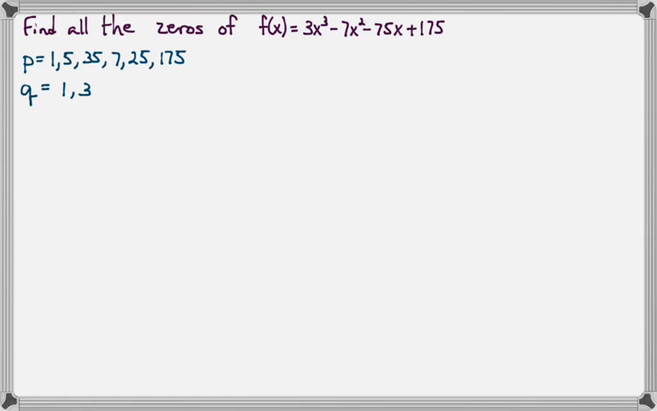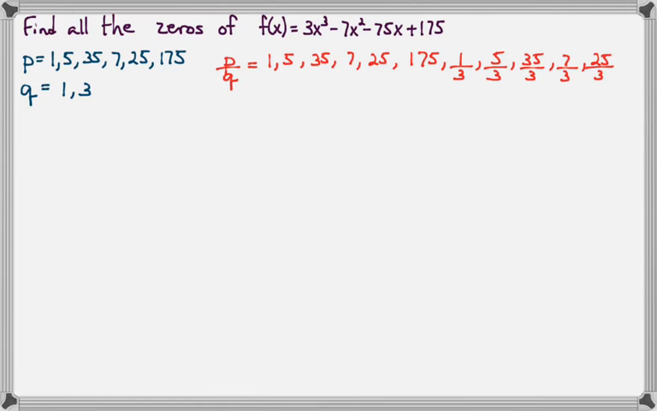Now let's get our Q numbers. All the factors of 3 are 1 and 3. Thank goodness that's a shorter list. But now our P over Q list is going to be a little long. I've got to do each of these numbers over 1 and then each of these numbers over 3. And then I have to put a plus or minus in front of each one. And that is a pretty long list.